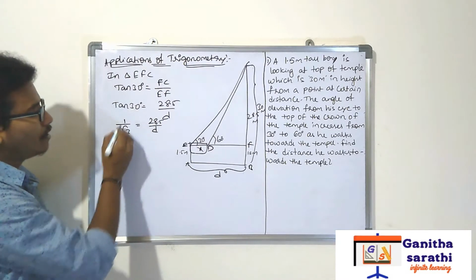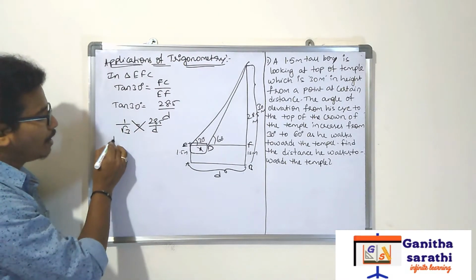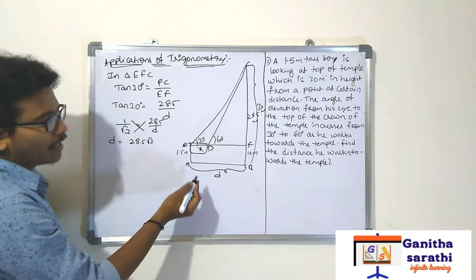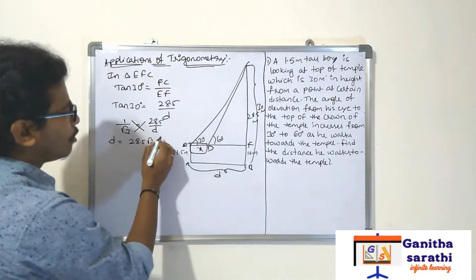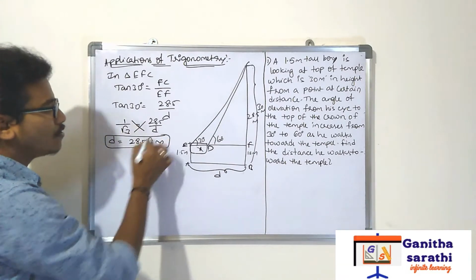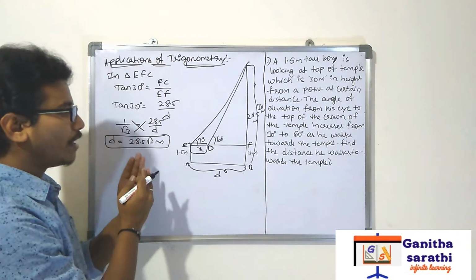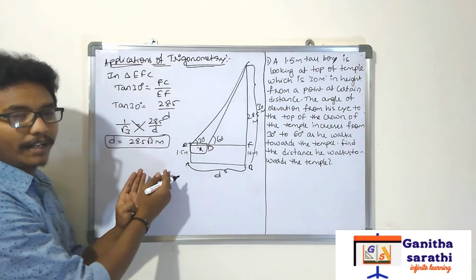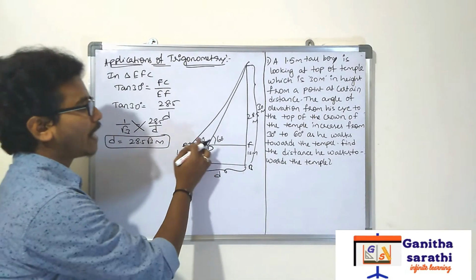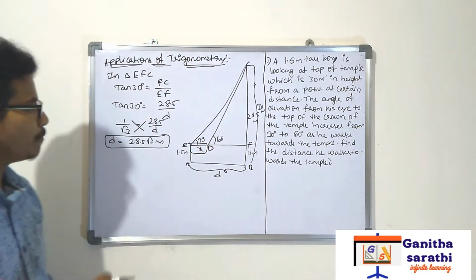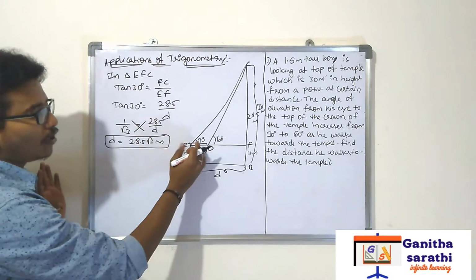Do cross multiplication. d into 1 is d, and 28.5 into root 3 is 28.5 root 3. Here all the given units are in meters, so d is 28.5 root 3 meters. But we don't want the d value. What we want is the distance x meters the boy walks towards the temple, from 30 degrees to 60 degrees. That x value we want. Now we got the d value, so move on to the x value.